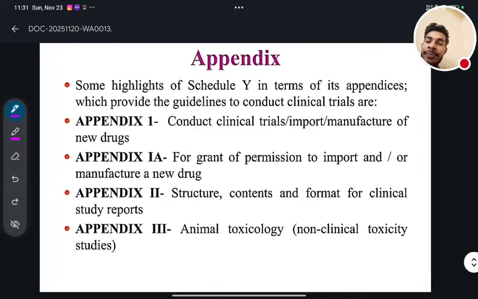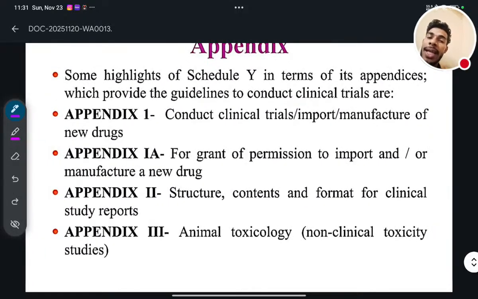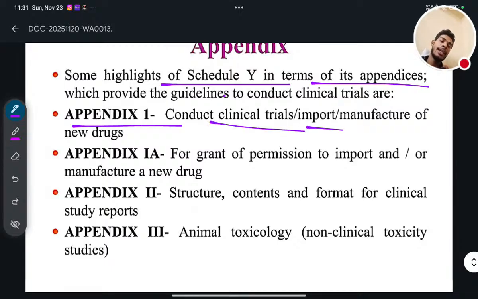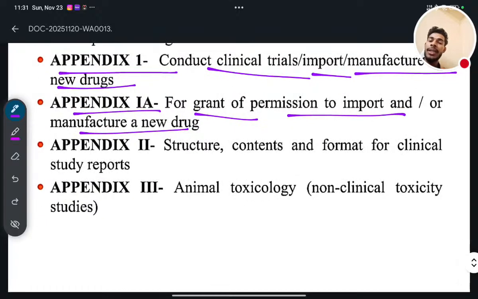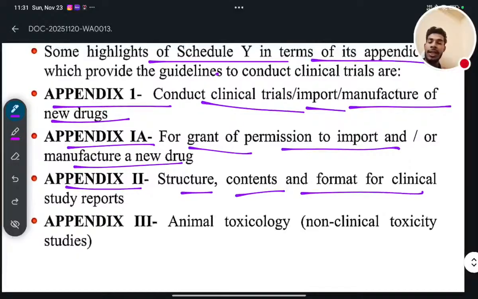These are the appendices, some important parts. Some highlights of Schedule Y in terms of its appendices, which provide the guidelines to conduct the clinical trial, are appendix 1. Appendix 1 provides the guideline to conduct clinical trial, import and manufacture of the new drug. Appendix 1A for grant of permission to import or manufacture of a new drug. Appendix 2, structure, content and format for clinical study report.